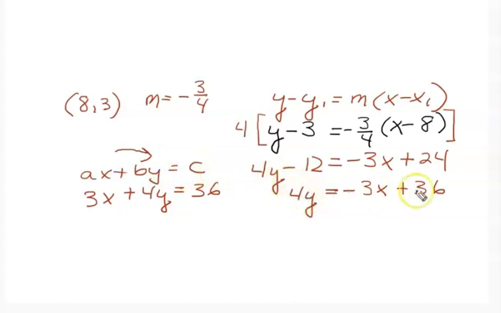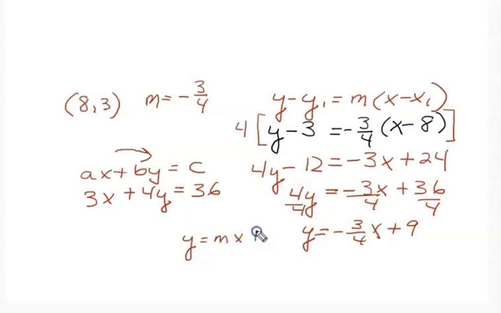Or if I divide everything by 4, I get y equals negative 3/4 x plus 9. And now this is in slope-intercept form. y equals mx plus b.